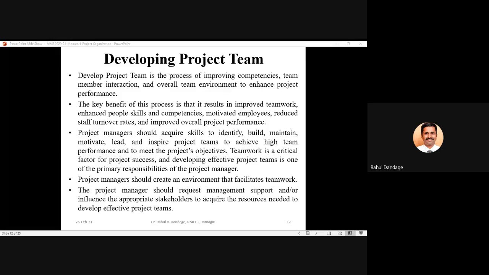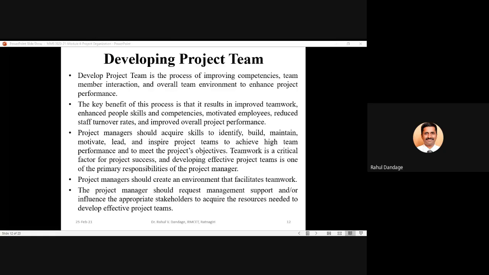So we should invest some amount of time, some amount of resources in developing this project team so that the project performance will be enhanced, the team environment will be a very healthy and sound environment. The competencies of your project team members will be at par with the requirements, and the interaction among the team members will also be improved, will be enhanced.